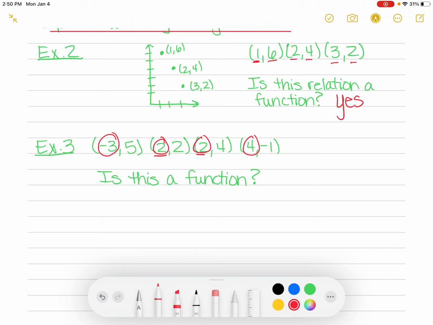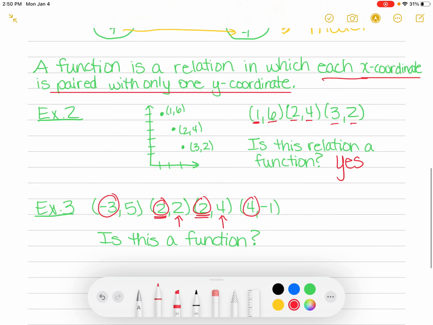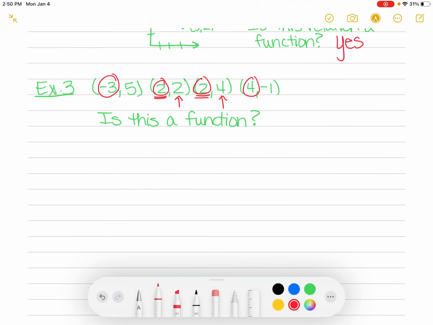Yes, this x is the same. So that means this x has 2 different y's. It has a 2 and a 4, right? Because the x is the same, but it has a different y. So this doesn't work up here where it says it's paired with only one y coordinate, because the x as 2 is paired with 2 different y coordinates. So the answer to this one is no.